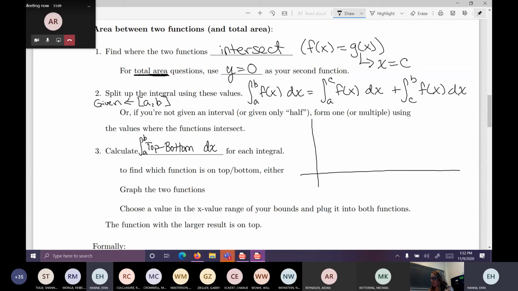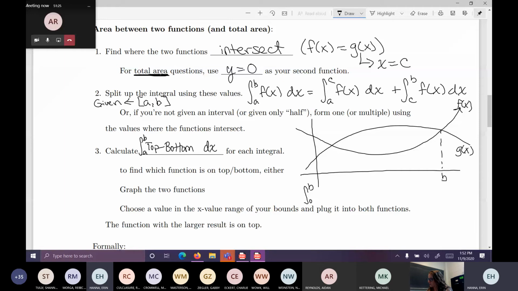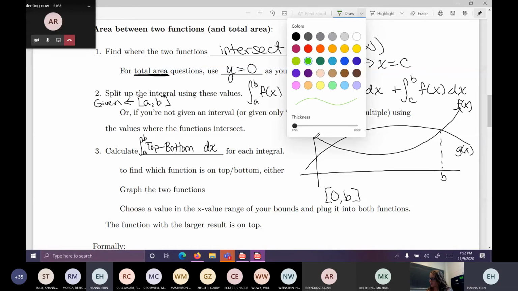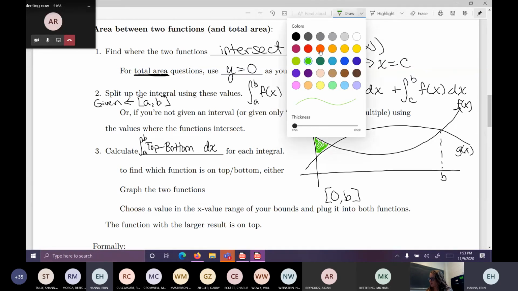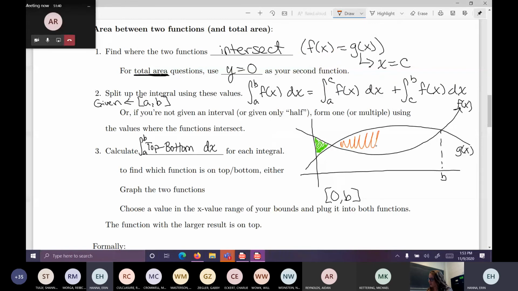even when we're finding total area questions, but say I phrase this more in terms of an area between two functions. So say I have some f of x and some g of x, and I want to go between 0 and let's just call it b. Let me write it like this, 0 to b. So essentially what we want is the area in here, but then we also want the area in here.